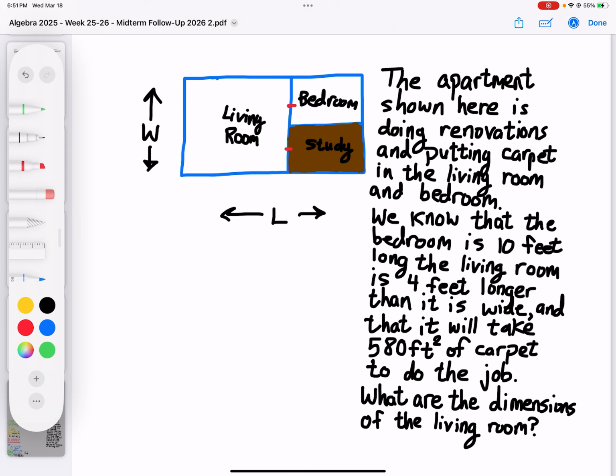We know that the bedroom is 10 feet long, the living room is 4 feet longer than it is wide, and that it will take 580 square feet of carpet to do the job. What are the dimensions of the living room?